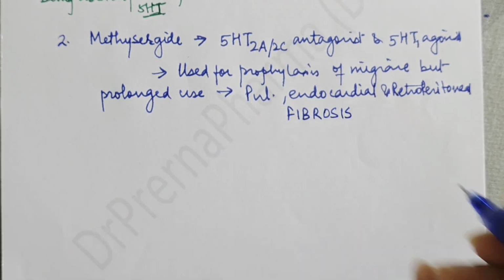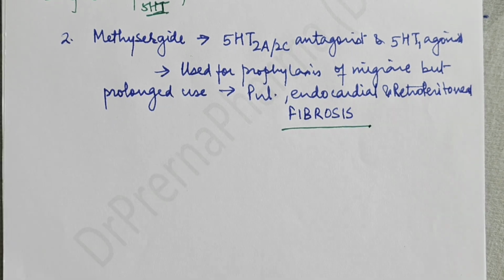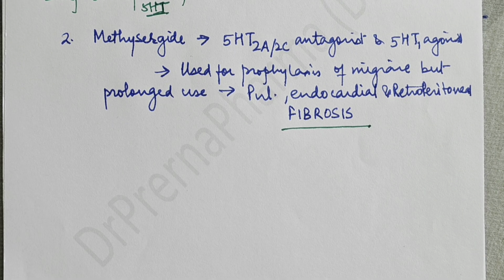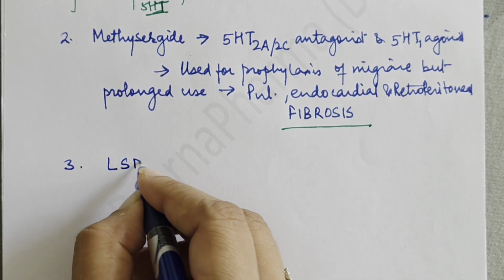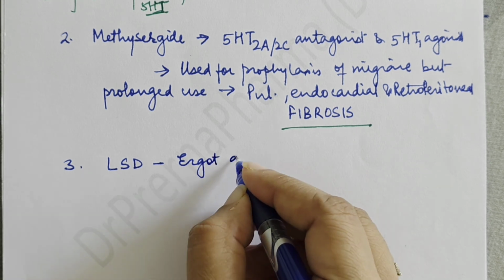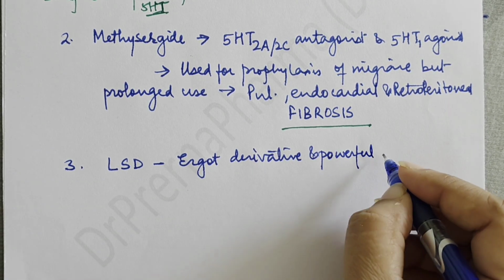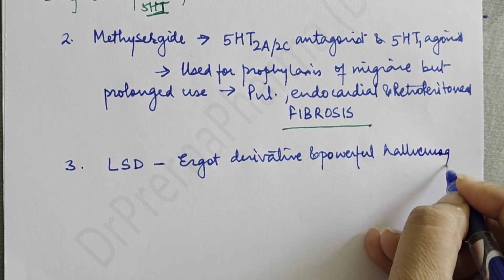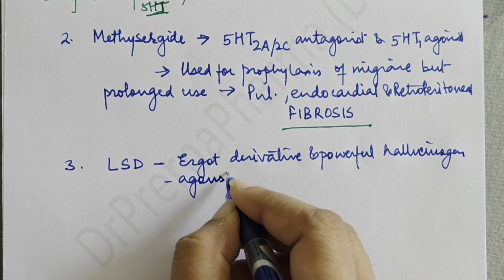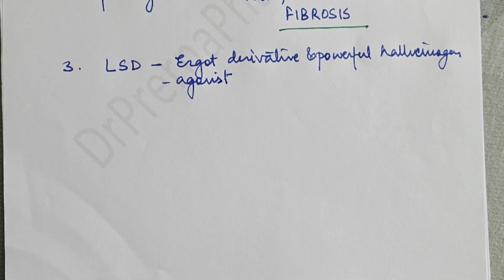Okay, so methysergide is now not used because it had a tendency to cause this fibrosis. Okay, the third drug is LSD. Now LSD is basically an ergot derivative, and this is a powerful hallucinogen, and this LSD is basically an agonist at serotonin.